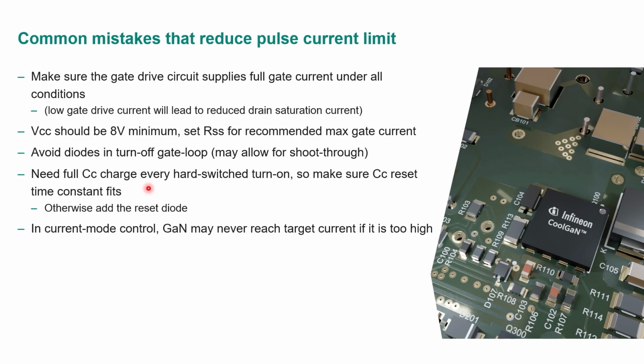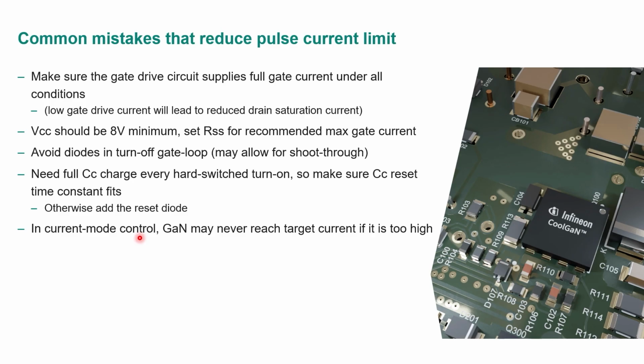Otherwise, that can lead to insufficient turn-on drive. And that means that if you haven't turned on the transistor properly, that ID pulse limit is going to be even lower. And then finally, in current mode control, you may never reach your target current if it's set beyond the capability of the transistor, given all these other factors we just talked about.